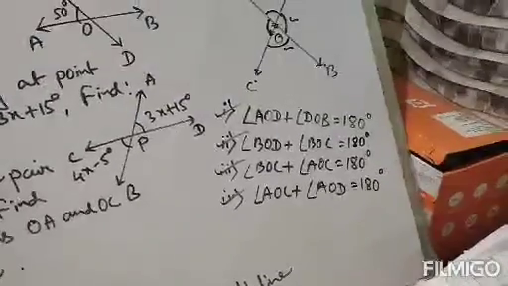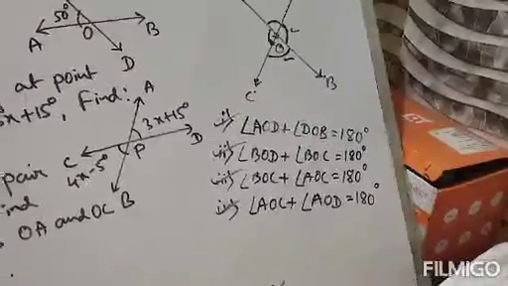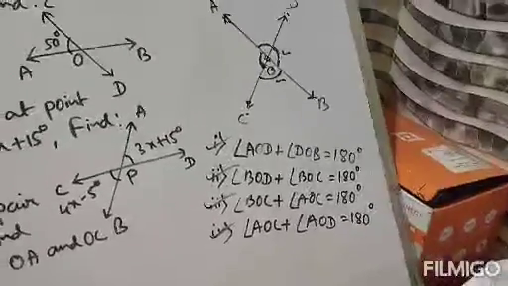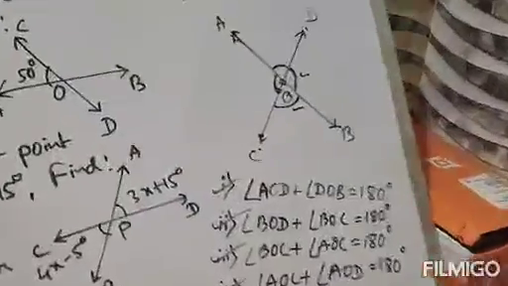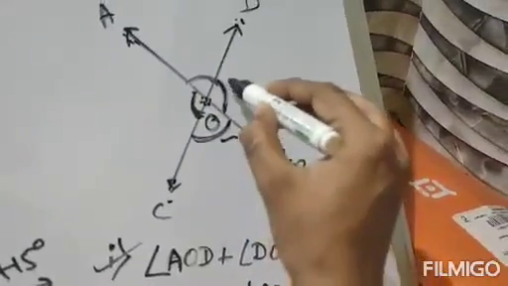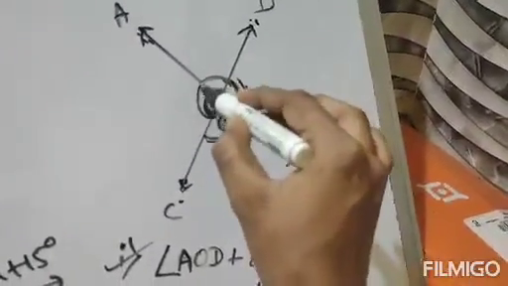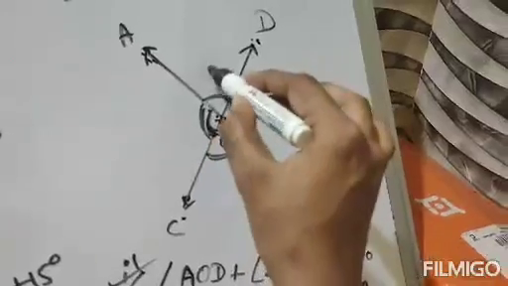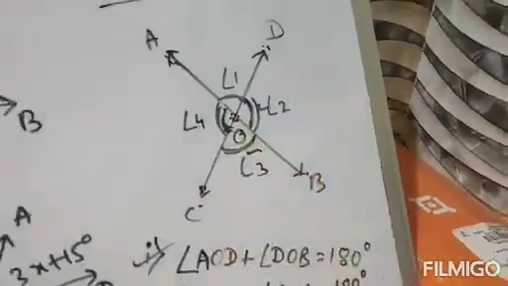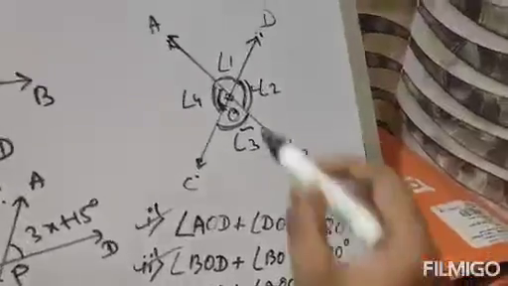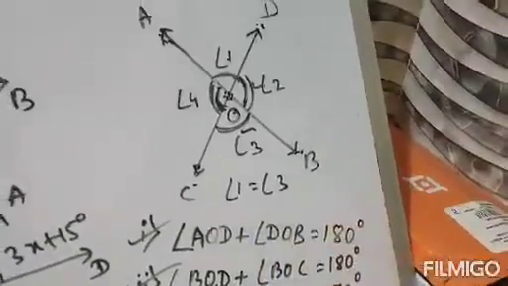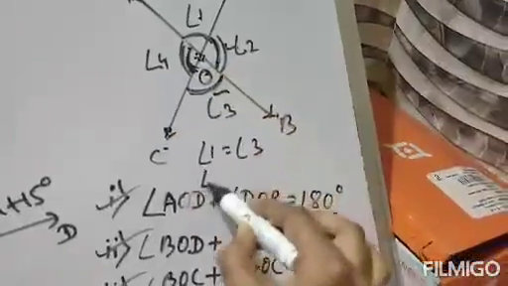The second statement under property 1 states that vertically opposite angles are always equal. Vertically opposite angle means this angle is vertically opposite to this angle and this angle is vertically opposite to this angle. Suppose this angle is angle 1, this is angle 2, this is angle 3 and this is angle 4. So vertically opposite angles being equal means angle 1 will be equal to angle 3 and angle 2 will be equal to angle 4.